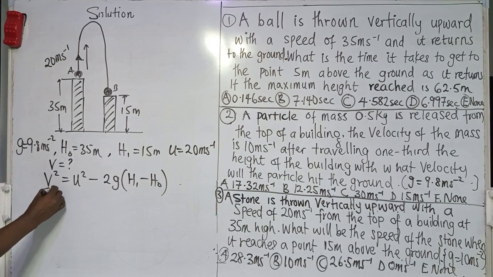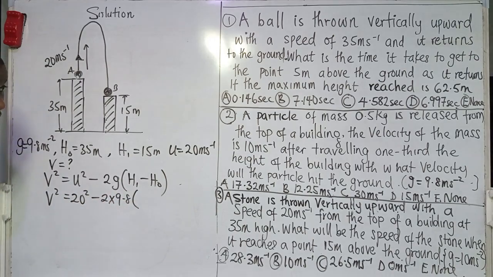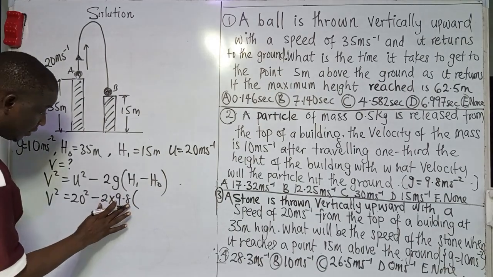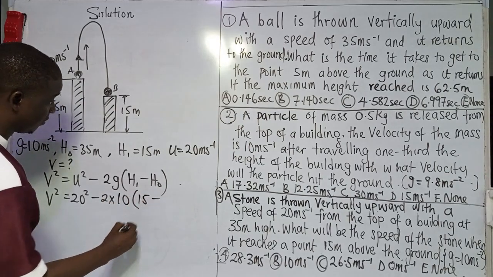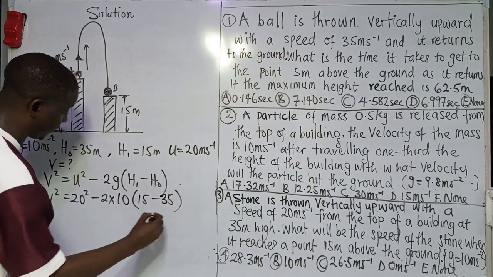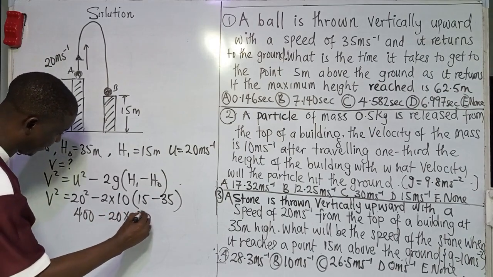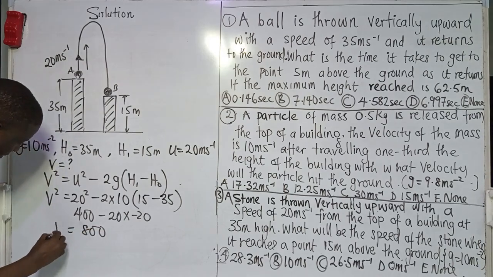So V square equals 20 square minus 2 times 9.8. Okay, they say we should use 10. Sorry, the last question says we should use 10. Follow instruction, please. So H1 is 15, minus the initial position, 35. So I would have 400 minus 20 times minus 20. Minus 20 gives plus, that is 800. So V square equals 800.